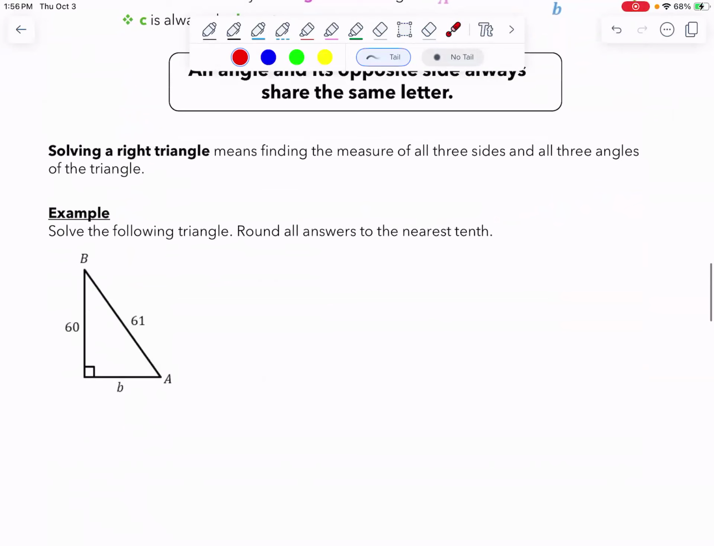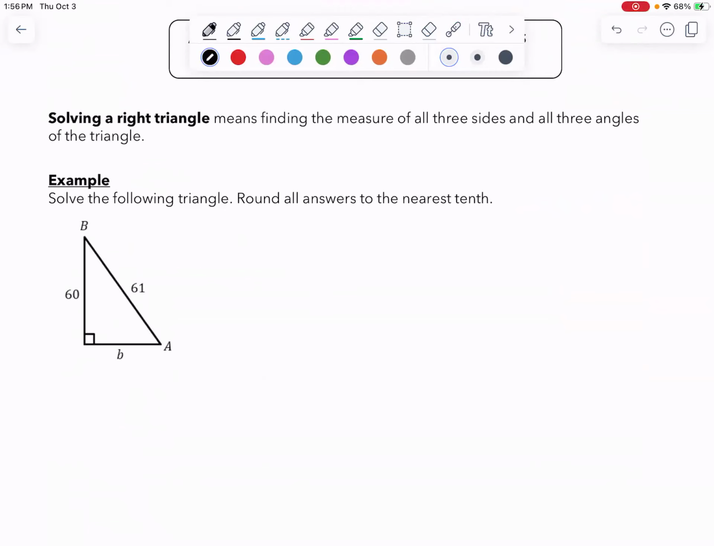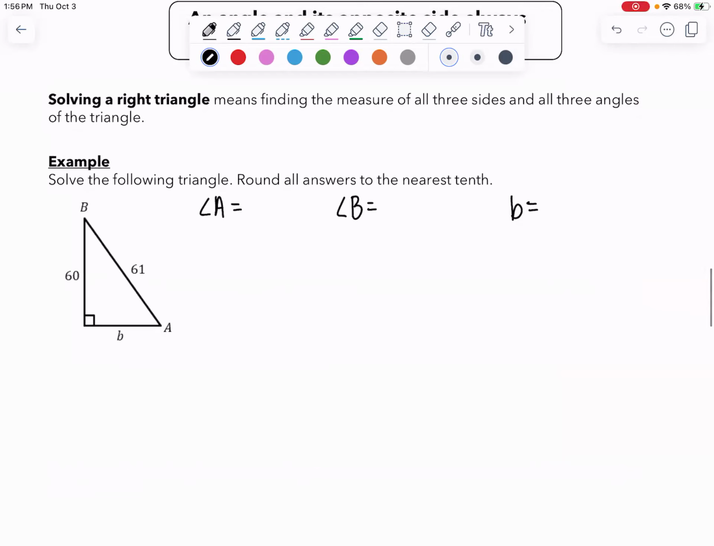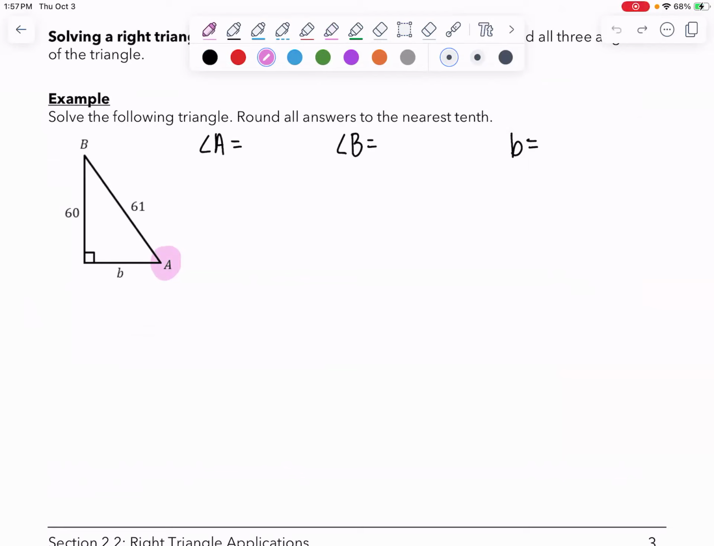Here's an example. We have this triangle, solve it, round all answers to the nearest tenth. We're missing angle A, we're missing angle B, and we are missing side length b. Okie dokie. So we have a bunch of different directions we can go here. I'm going to start with angle A, but you could start anywhere on any one of the three.